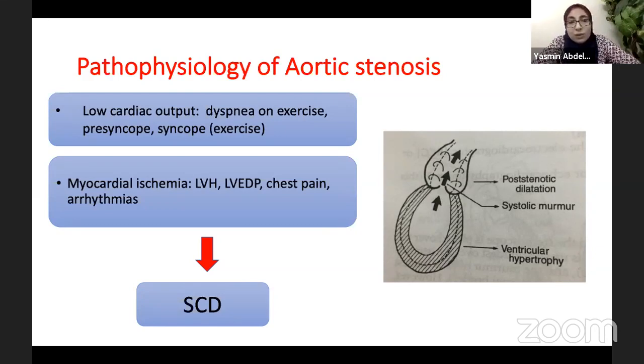Then after, we will see a number of cases. Each case will show us a level of obstruction, its clinical manifestations, and how we diagnose it and manage it.